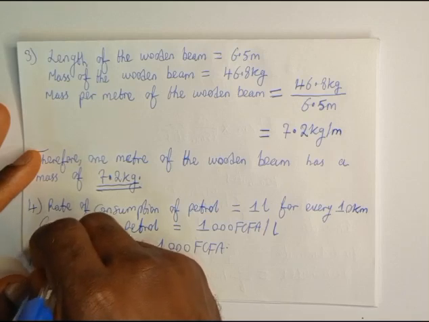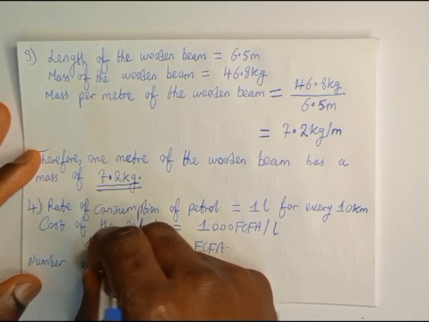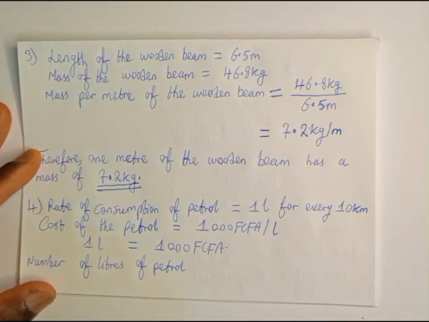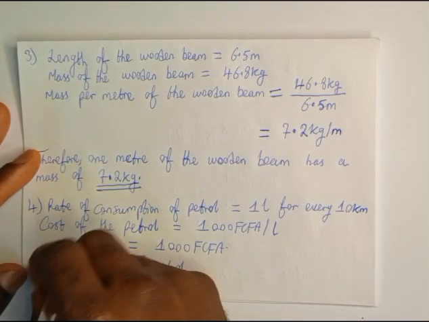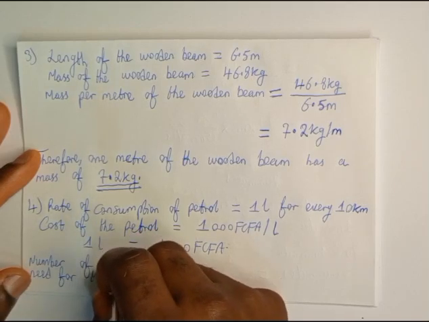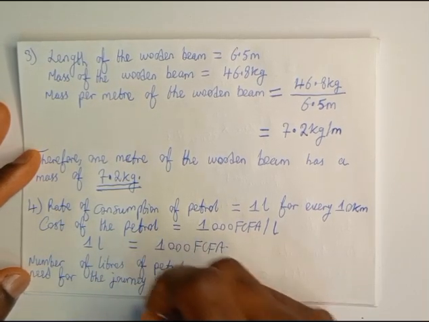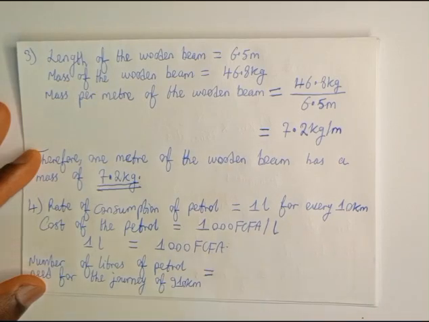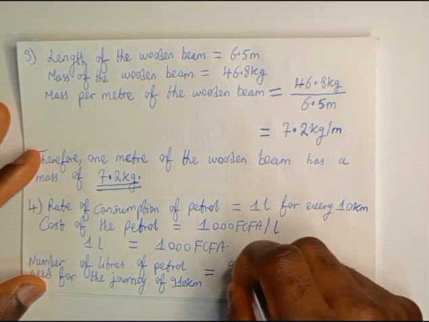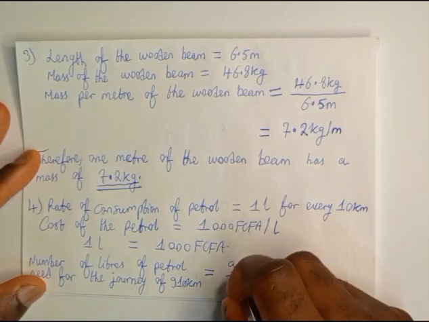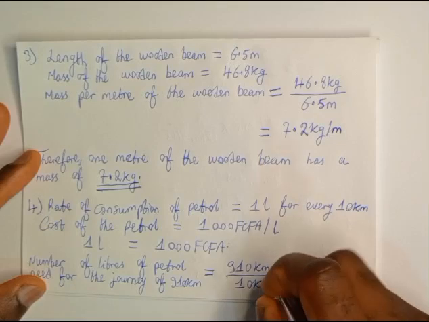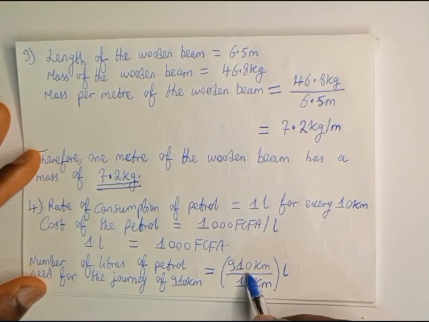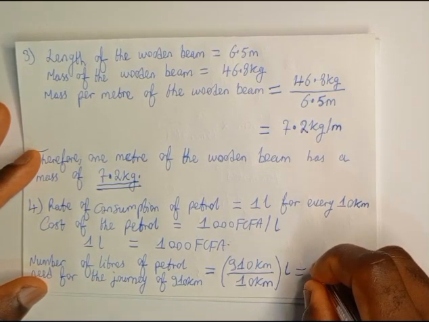Number of liters of petrol needed for the journey of 910 kilometers will simply be equal to, we are going to divide 910 kilometers by 10 kilometers, and the unit will be liters. 910 divided by 10 is equal to 91.